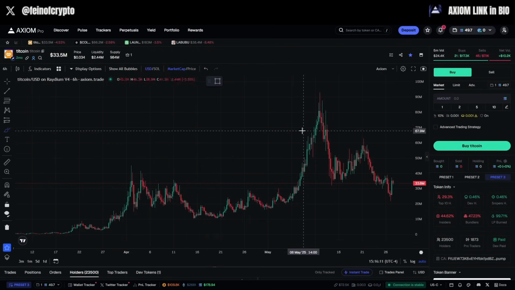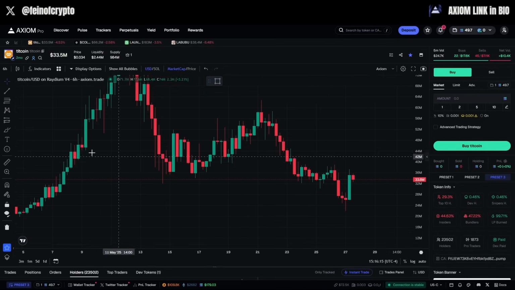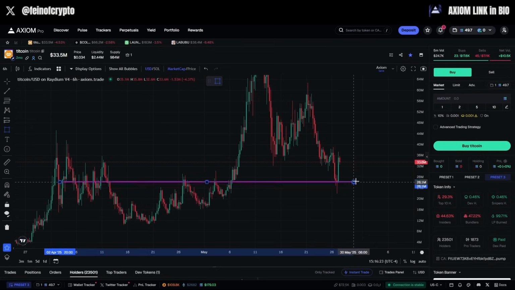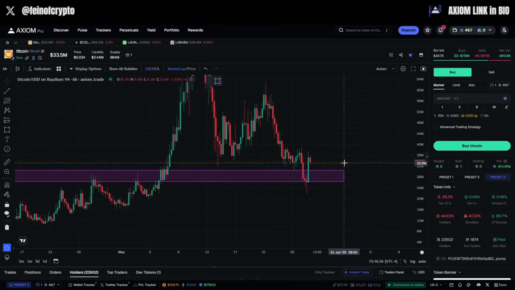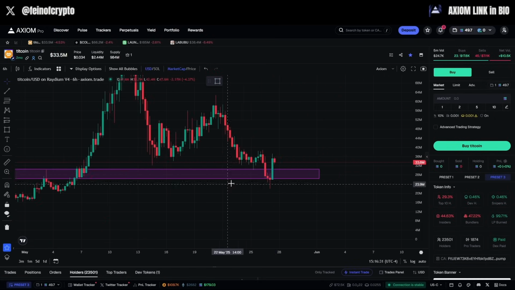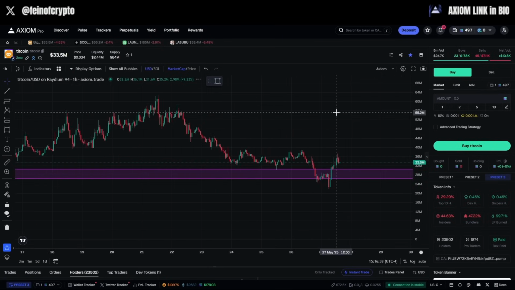Likewise, right now I wouldn't really be looking to buy unless it supports here, in this area. I like this area right here. So we'll see if it bounces back, taps the top, maybe buy the top. I'm not saying to buy, I'm just saying what I'm looking at. Obviously you wouldn't want to buy this big green candle.